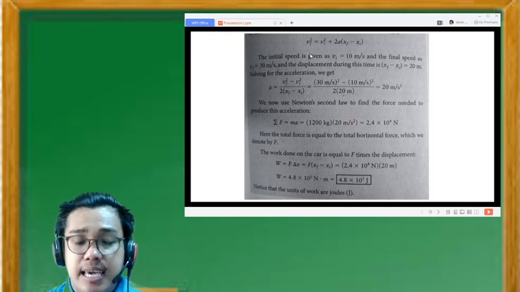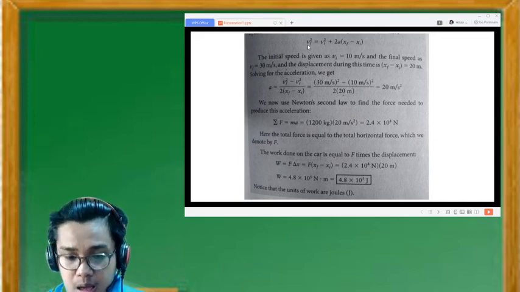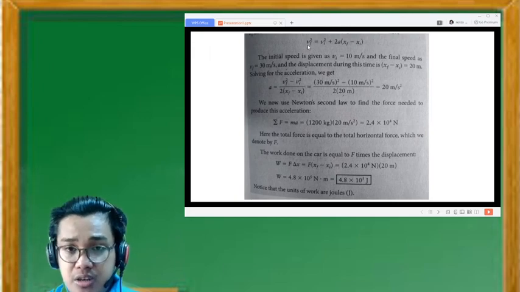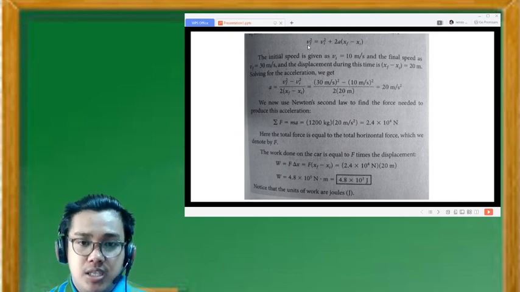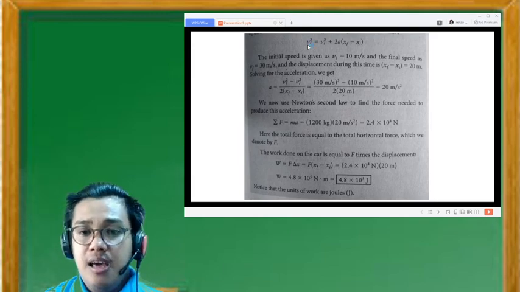So we have here the final velocity squared is equal to the initial velocity squared plus 2 times the acceleration times the final position minus the initial position. The initial speed is given as initial velocity equals 10 meters per second, and the final velocity is equal to 30 meters per second. And the displacement, the final position minus the initial position, is equal to 20 meters.